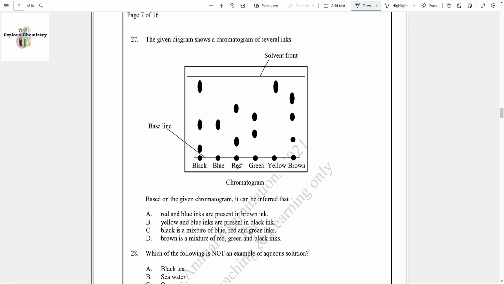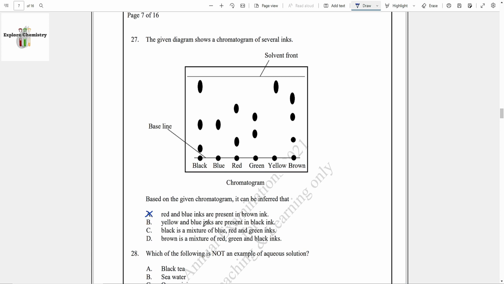This one is red, this one is blue. Are they present in brown ink? We can see through the distance of these spots. Red contains this spot. In brown there is no spot at this place, so this one is wrong.